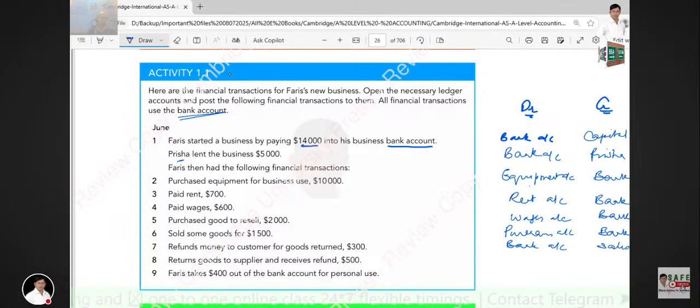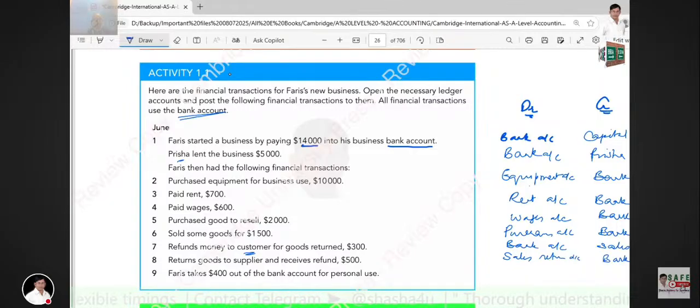So refund money to customer for goods return. Goods returned, refund money to customer. So it is sales return. Sales return is the reverse of sales. So we have to pay money from the bank account.